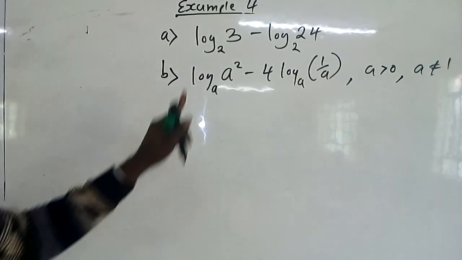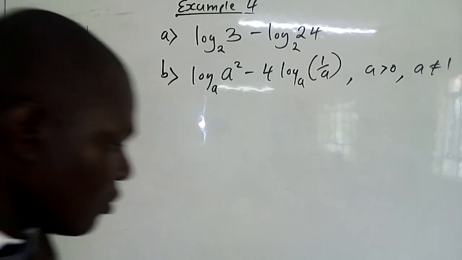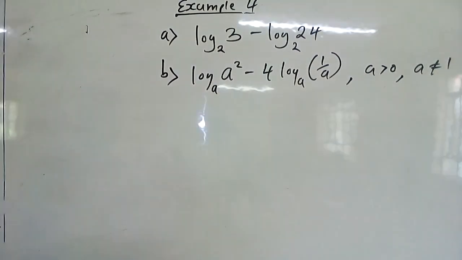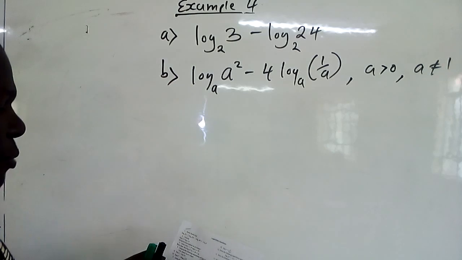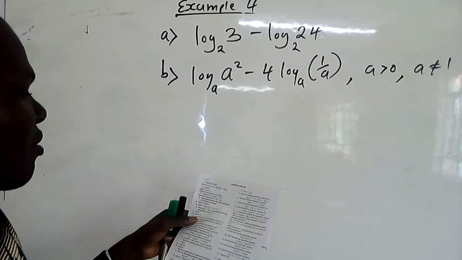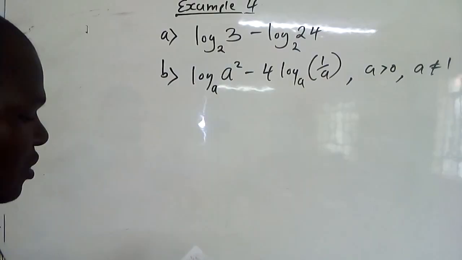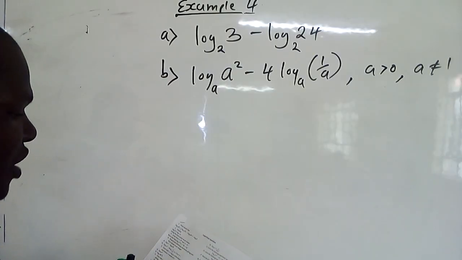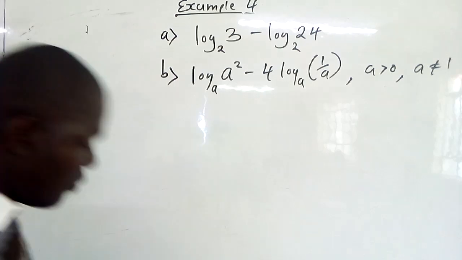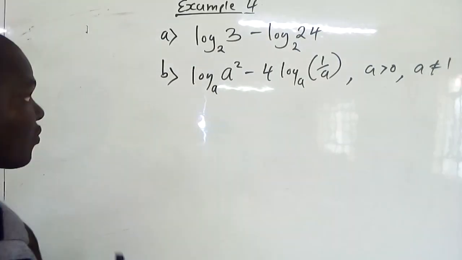Now, example 4. You've been told to simplify the following expression, giving your final answer as an integer. Part A: log 3 to base 2 minus log 24 to base 2. So can we start with that part A? What do you see?